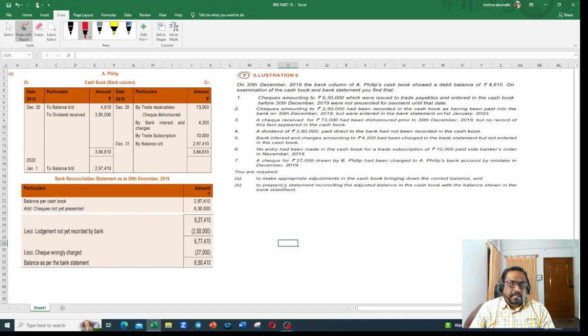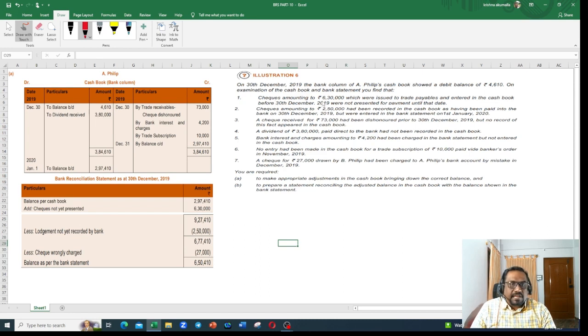Okay, guys, let us read the problem. On 30th December 2019, the bank column of A. Phillips's cash book showed a debit balance of 4,610. A debit balance of 4,610. What does it mean? A debit balance of the cash book is nothing but an asset. It is a favorable balance, right? It has a favorable balance of 4,610.